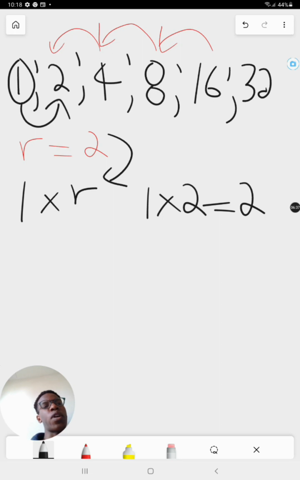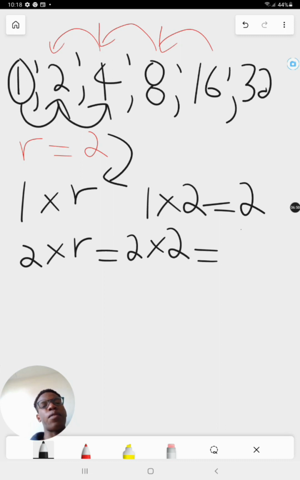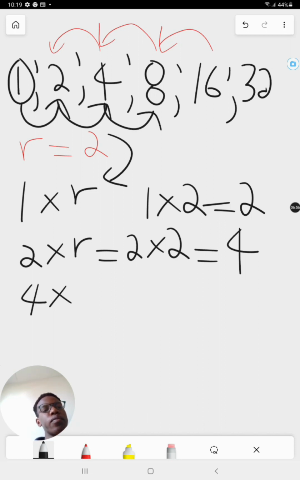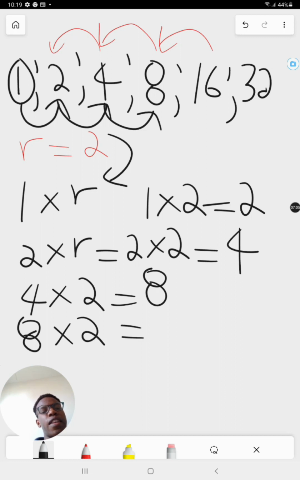Now that I have 2, how do I get to the next number? The next number is 4, but I have 2 right now. So all I do is say 2 times r is equal to 2 times 2, and that's going to give me 4. Then how do I get to 8? I just multiply 4 times 2, which is r, and that's 8. Then the next number is 8 times 2, and that's 16.